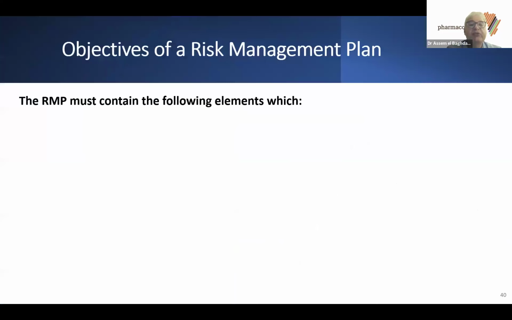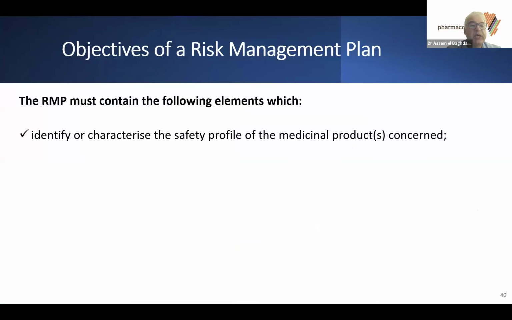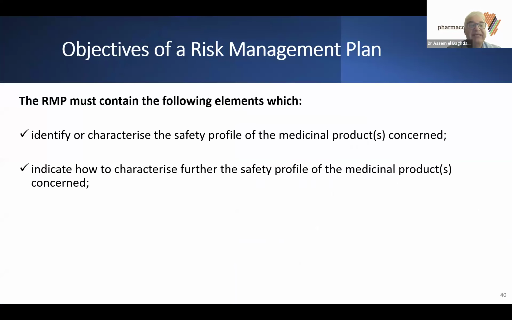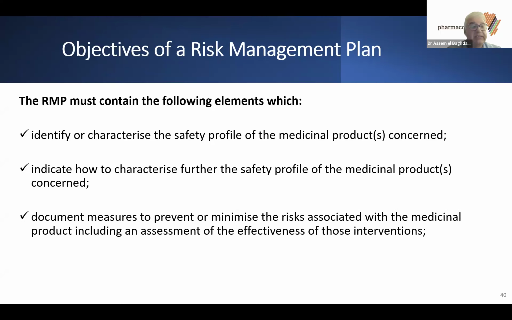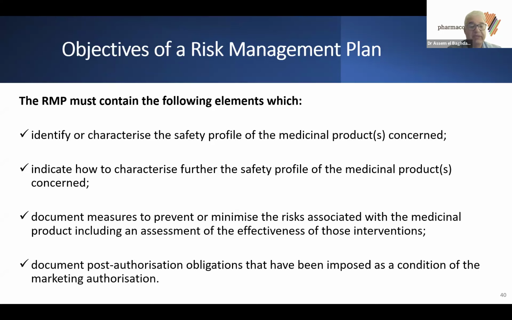Okay. Now, the objective of this plan is what? Number 1, identify the safety profile, indicate how to characterize further the safety profile. So it is not, as I said earlier, is not a done deal. So how you forward to characterize further the safety profile. And also you need to document the measures to prevent or to minimize. You need to document that. What are you going to do? You need to document that. Post-approval obligation or post-approval conditions need to be imposed as a condition of the marketing authorization. And this, there is no negotiation on that.